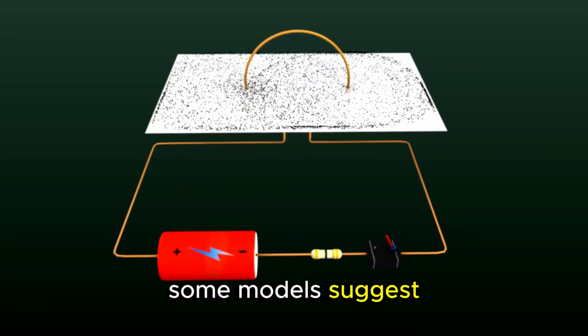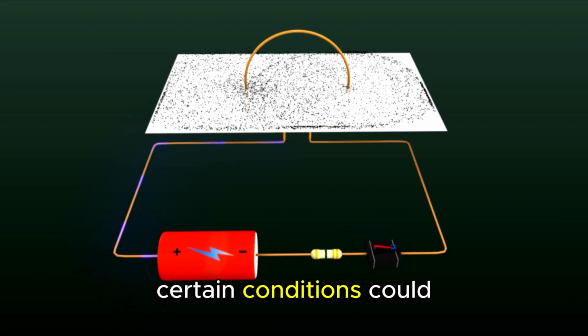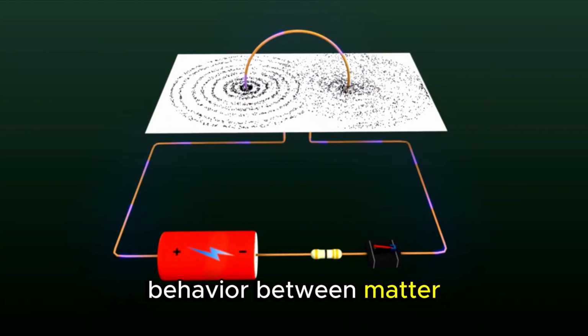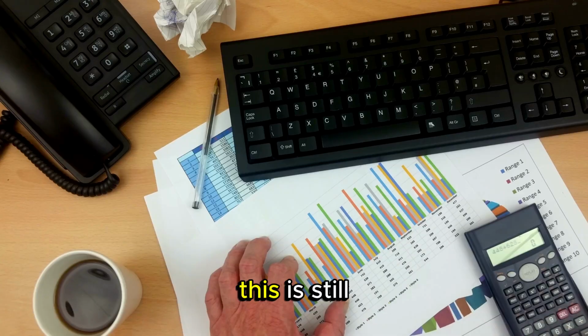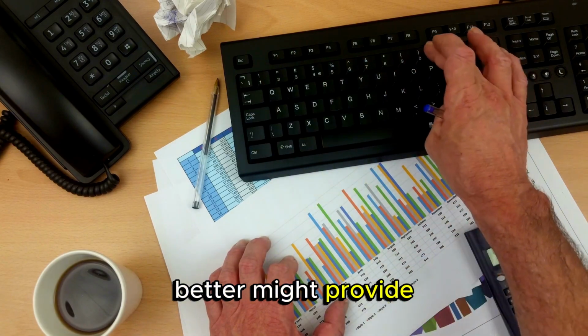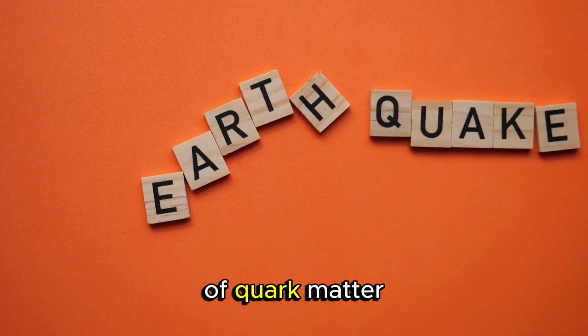Some models suggest that during the QGP to hadron transition, certain conditions could have led to CP violation, a difference in behavior between matter and antimatter. This is still speculative, but understanding QGP better might provide clues. 6. Are there other exotic phases of quark matter?